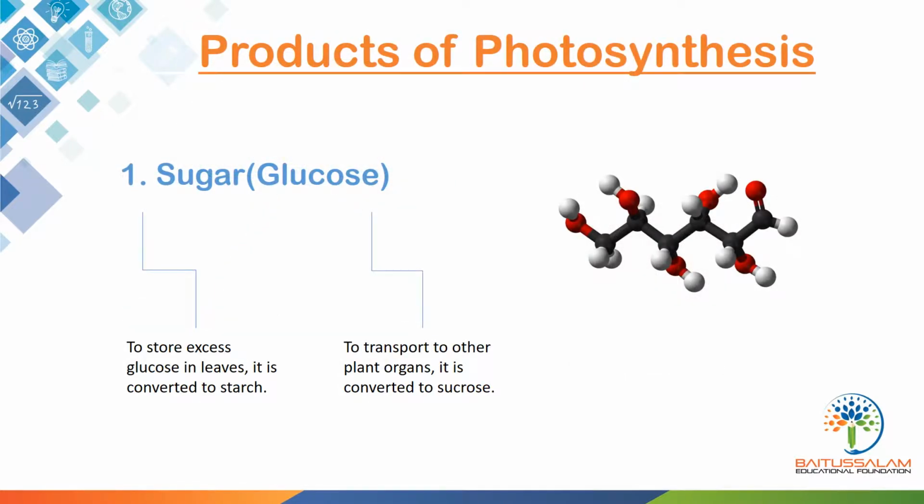Products of photosynthesis. 1. Sugar. The sugar is almost immediately converted to starch in the leaves. Glucose cannot be stored because it is very soluble. Therefore, glucose must be converted into sucrose before it is transported away from the leaf via phloem tissues by translocation.